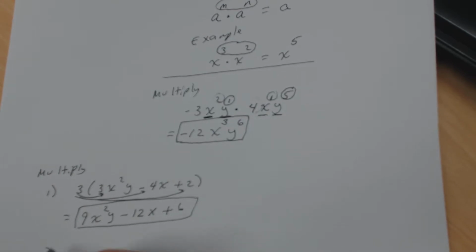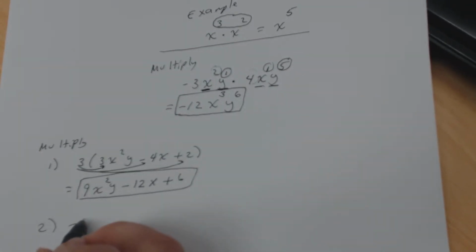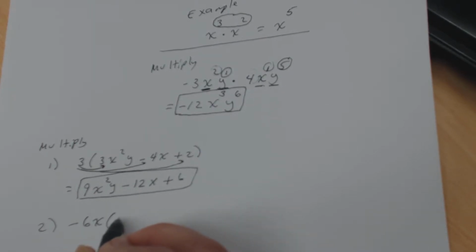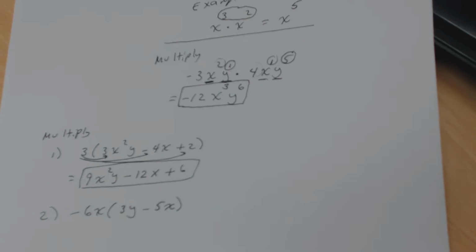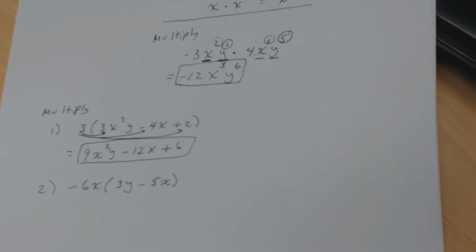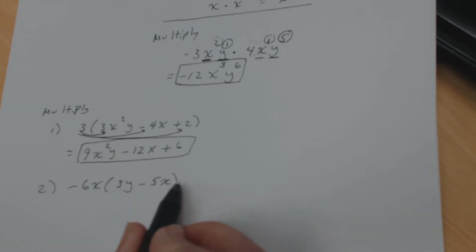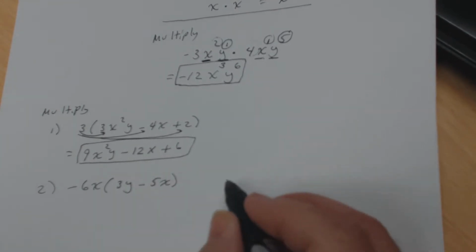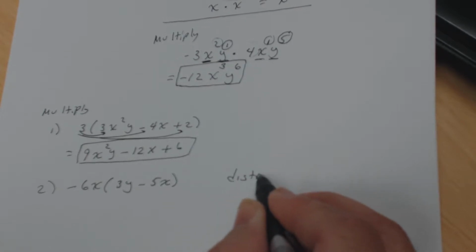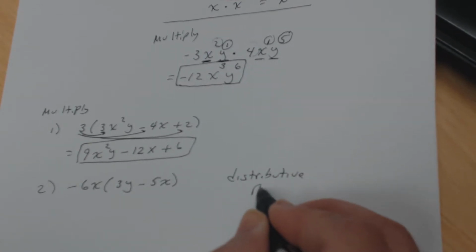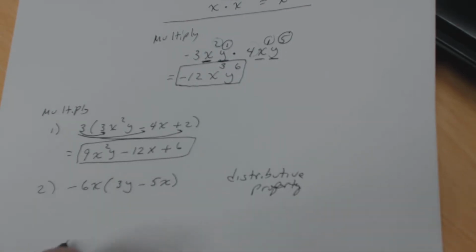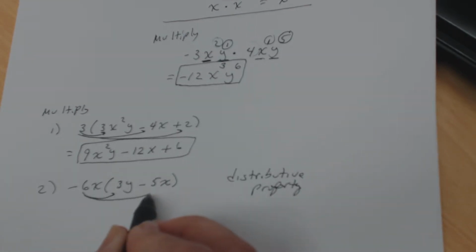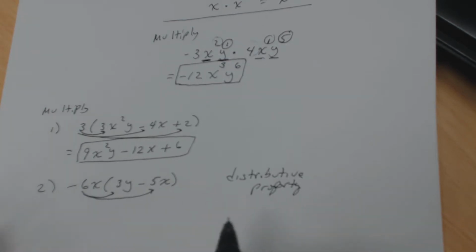Number 2. Let's say we had negative 6x times 3y minus 5x. Again, we're going to multiply this polynomial by this monomial, and to do that, you're going to use the distributive property. For some of you, you may want to write this step out. It's up to you. Some of you can do this in your head, and some of you may need to write it out.